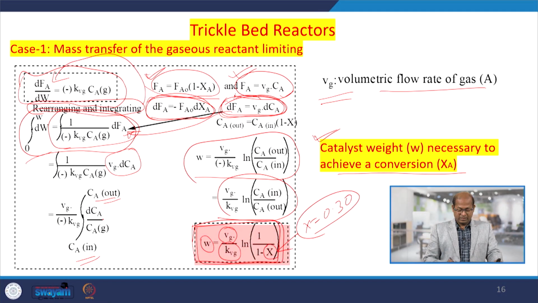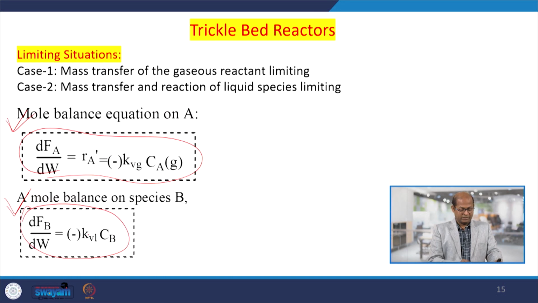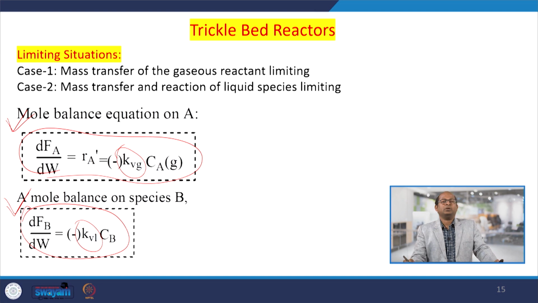In our next class we will discuss the different mass transfer coefficients, KVL and KVG, which are called overall mass transfer coefficients. These are the values KVG and KVL; how to find the mass transfer coefficients, that we will discuss.